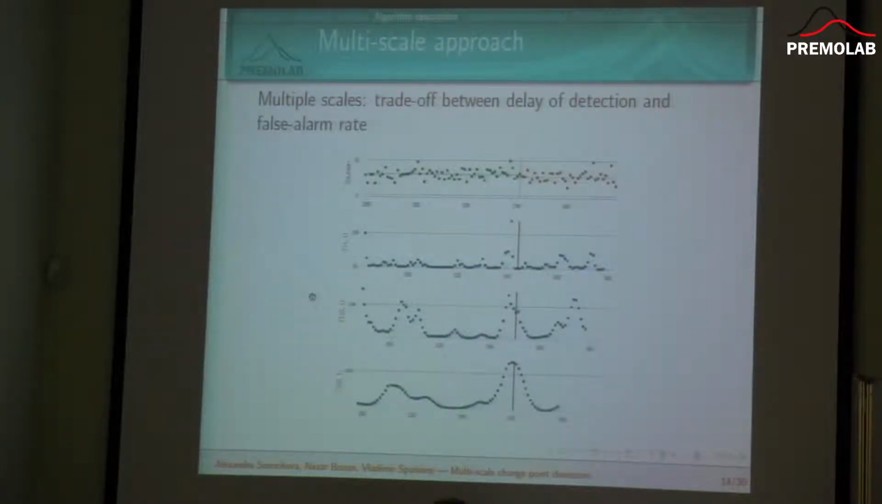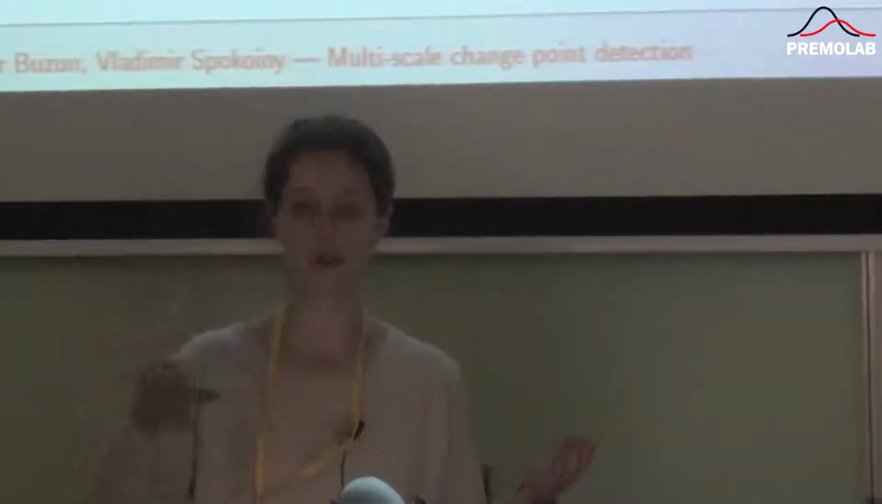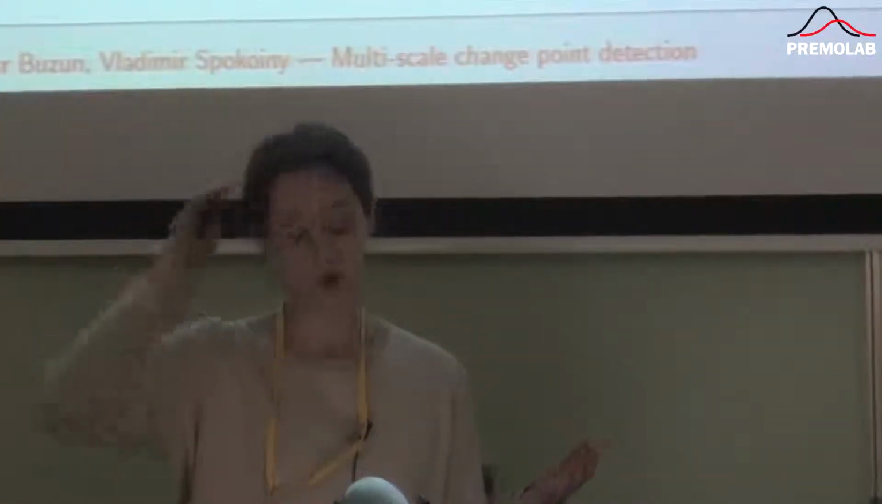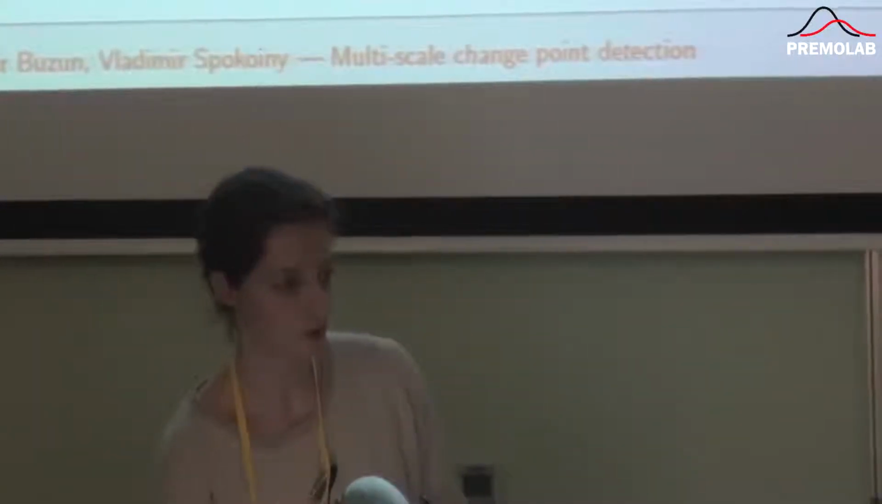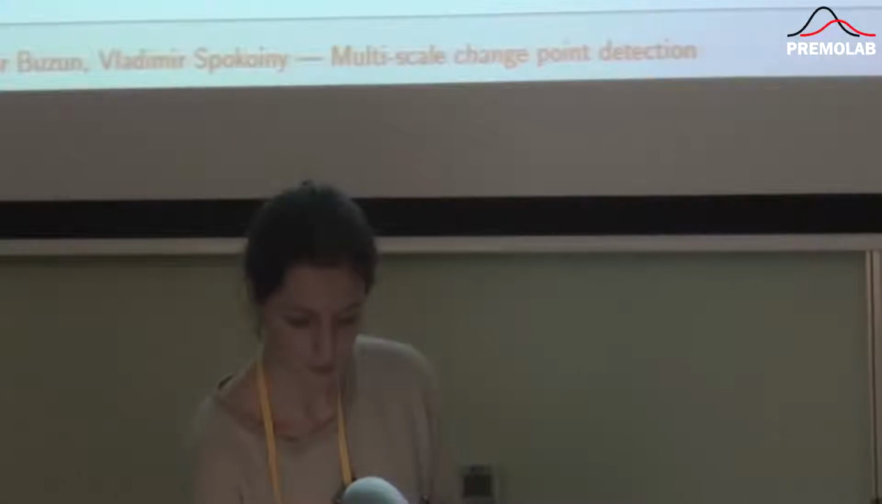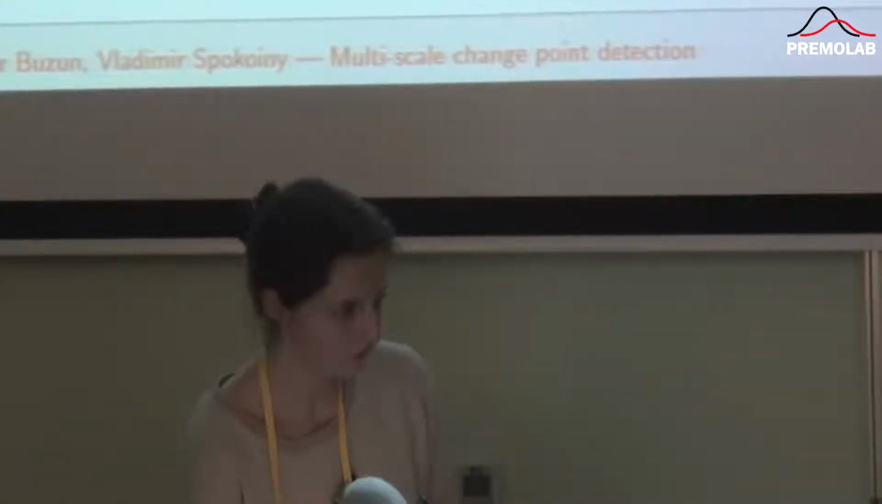And the last part is the multiscale approach. It means we would like to find the trade-off between the delay of detection and the false alarm rate. So we are looking for this pattern on different scales simultaneously. The higher the number of scales where we find that this pattern overcomes our critical line, the higher the probability that there is a change point.